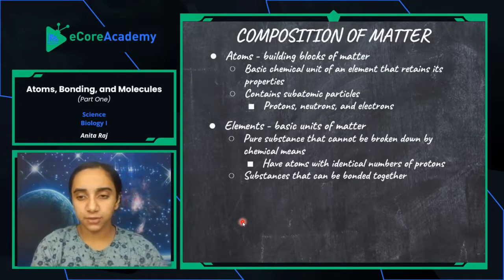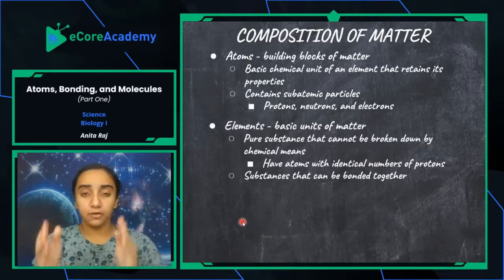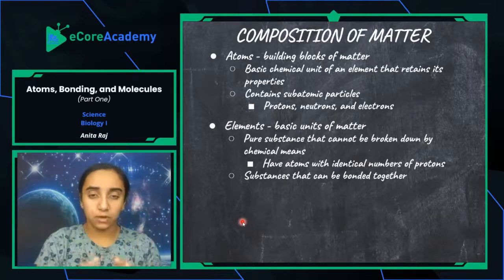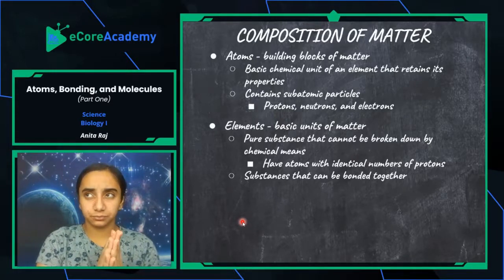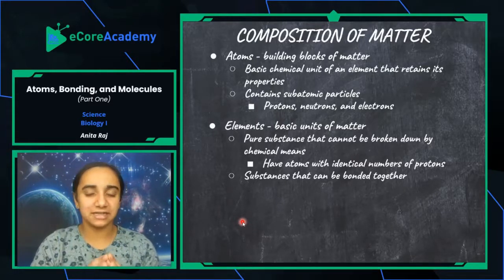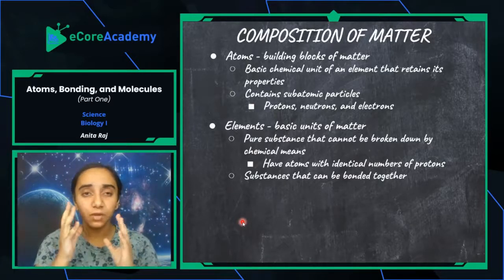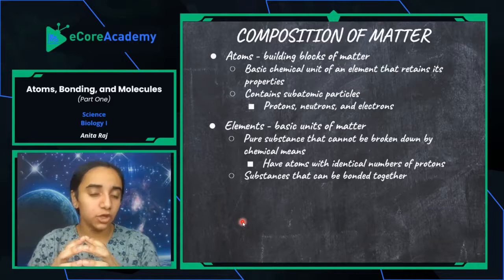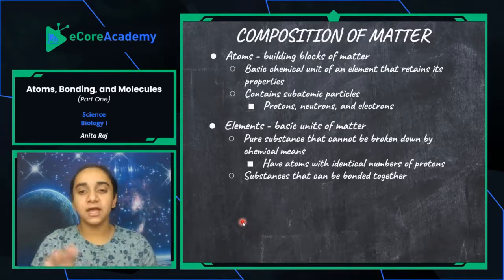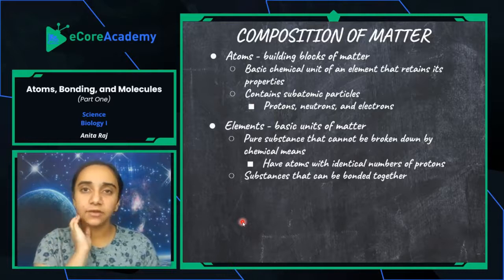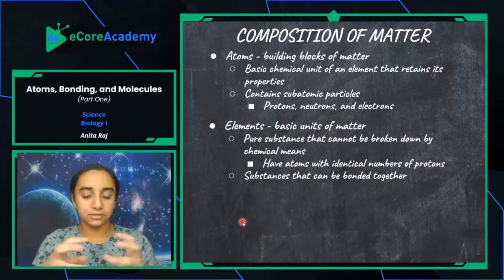We also have atoms with identical numbers of protons. That's exactly what I was talking about. For example, a specific atom will only have a specific amount of protons. I'll show you on the next slide what this means, but atoms of a specific element will only have a specific amount of protons. And I will show you on the next slide, I promise. And substances that can be bonded together, that means you can think of atoms of different elements as being able to bond together.